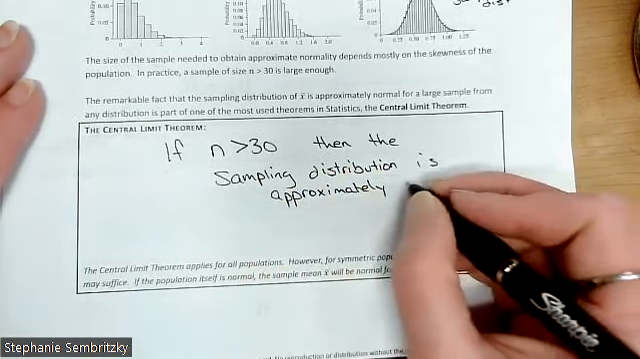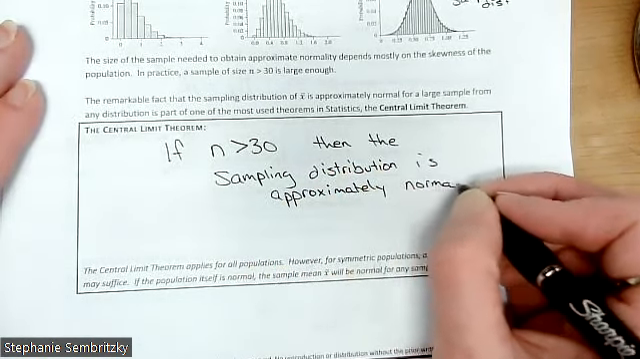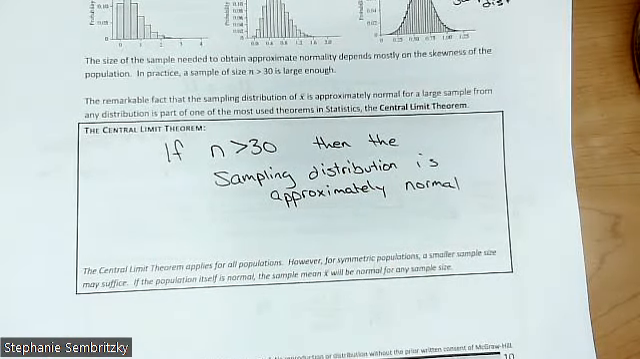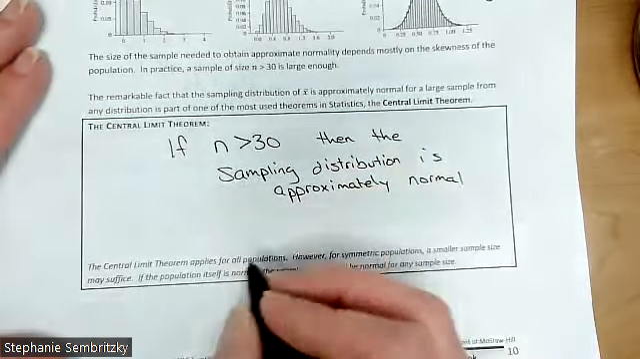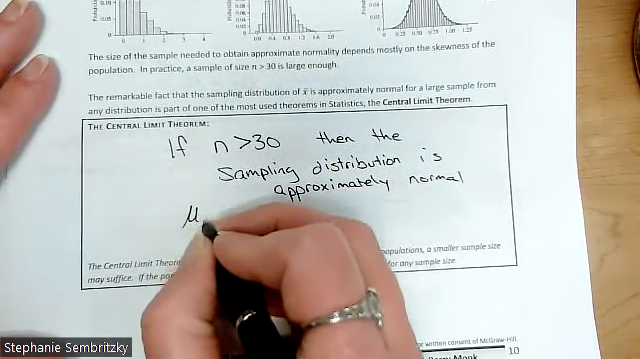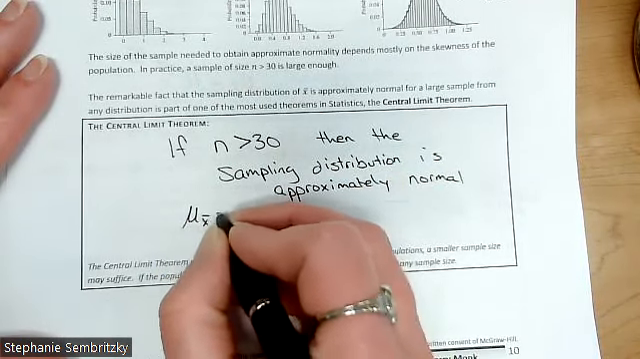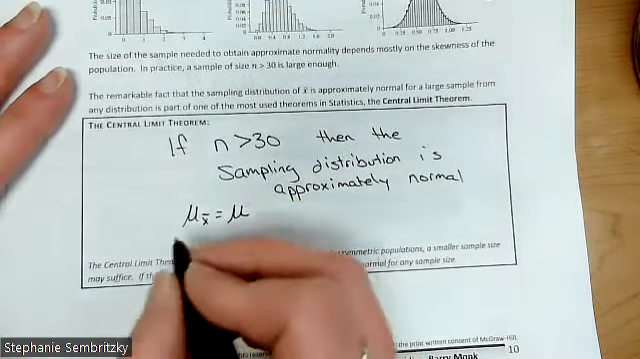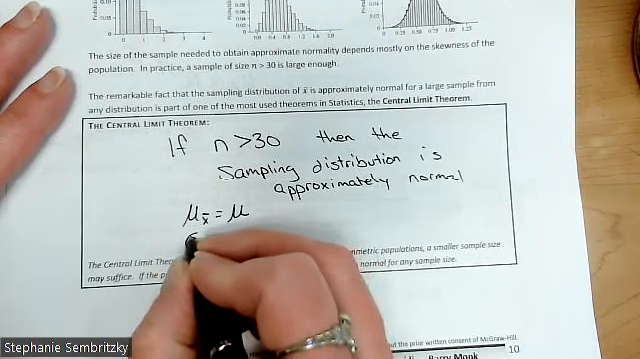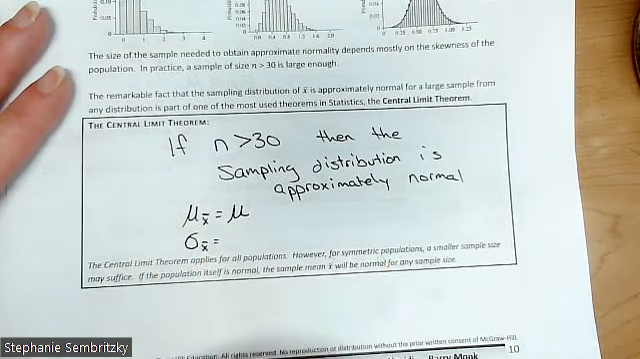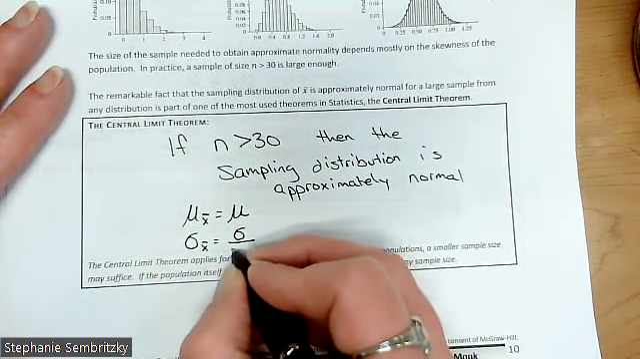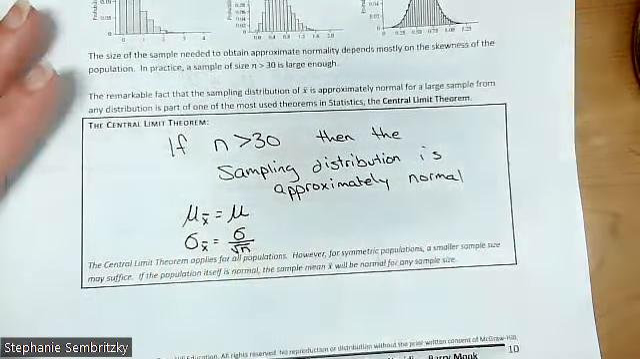If it's approximately normal, then we can use that normal distribution on the calculator and find all kinds of probabilities and stuff like that. Now, in the calculator, the mean of the sampling distribution is equal to the population mean. And the standard deviation we're going to be putting in the calculator is the population standard deviation divided by the square root of n.